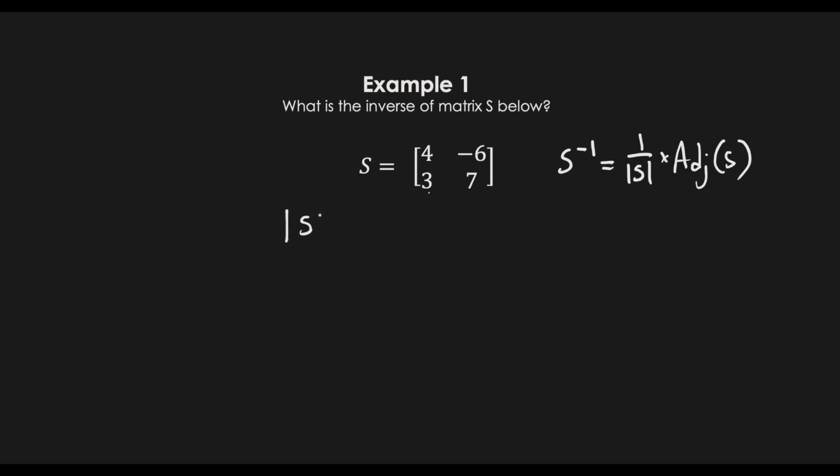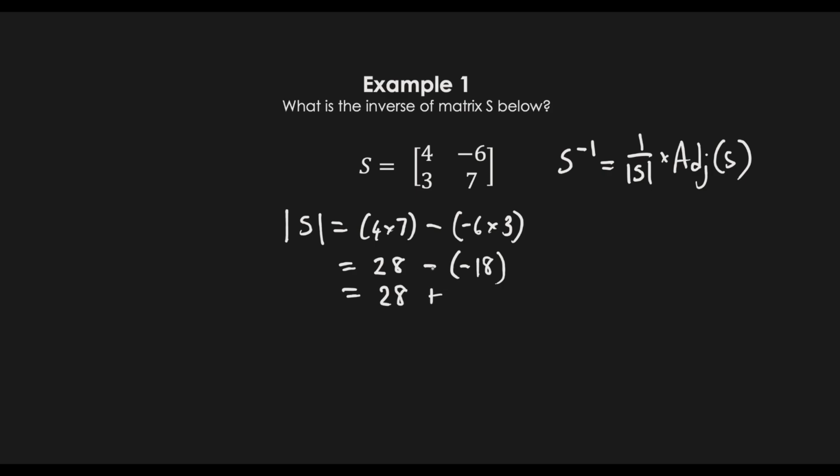So the determinant of S would be 4 times 7. Remember, we do the crisscross, 4 times 7 minus -6 times 3. So 4 times 7 is 28, and then we have minus -6 times 3, which gives us -18. So we'll have 28, take away -18, which will turn to plus 18 because of these two negatives. So this here would give us 46. So our determinant is 46.